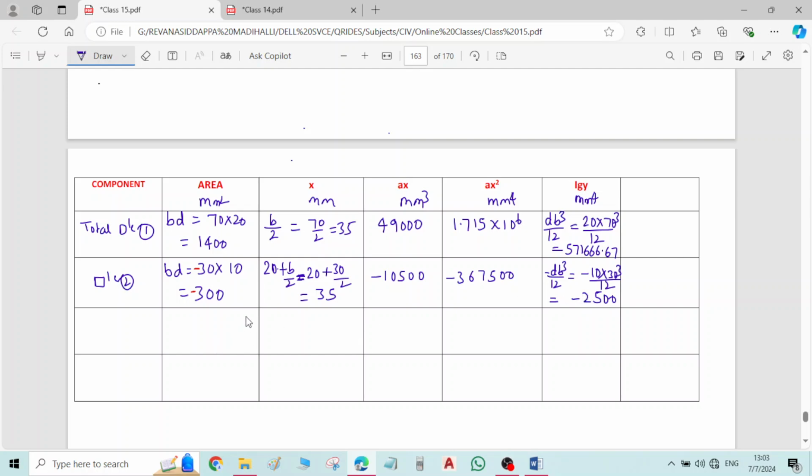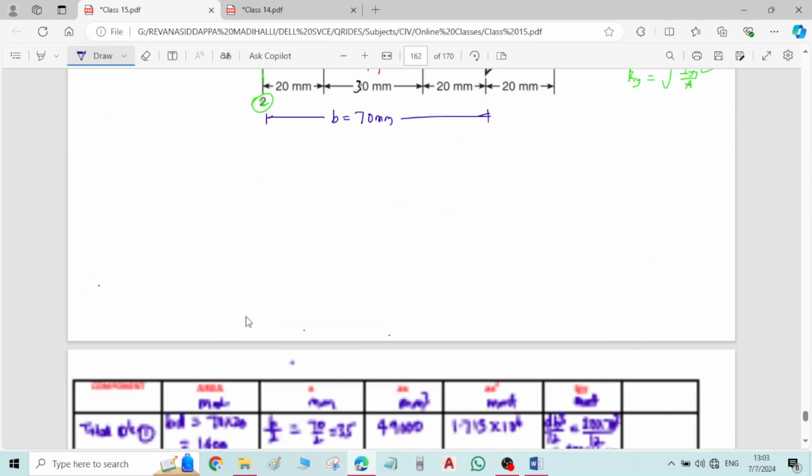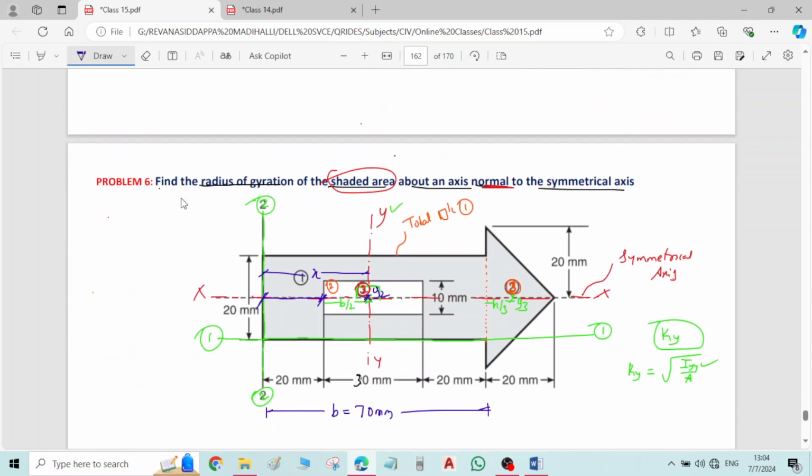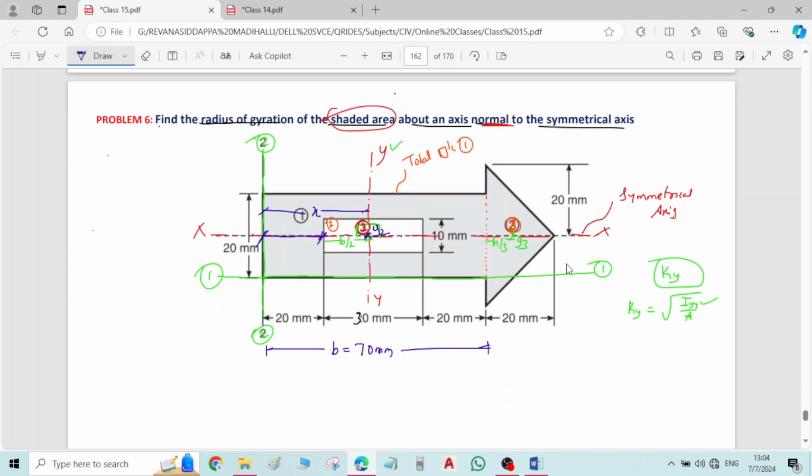Then which is the third component? Triangle, component number 3. Half into base into height is the formula for the area of a triangle. What is the base width of the triangle? On one side it is 20 and it is symmetric, so on the other side it will be 20 only. So the overall base width of the triangle is 40 mm.